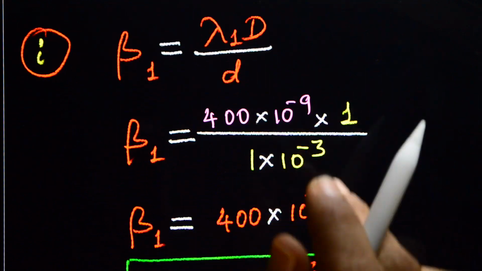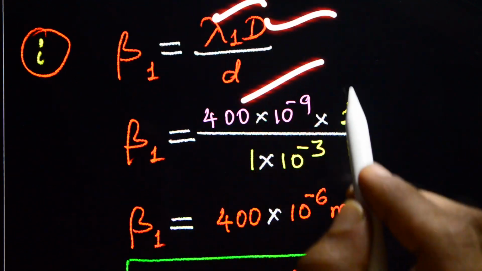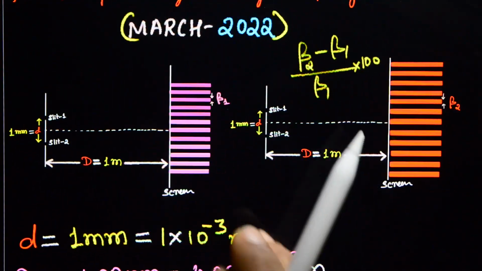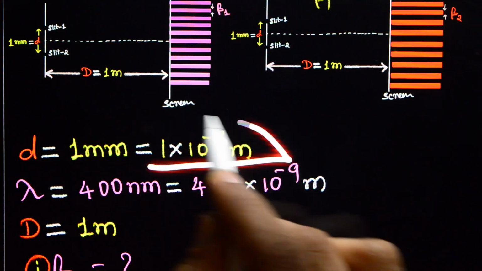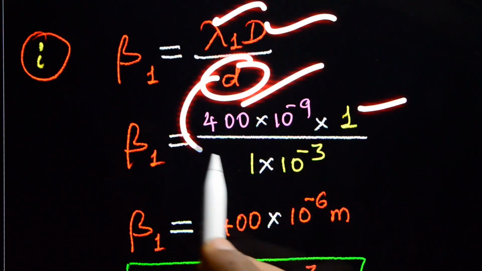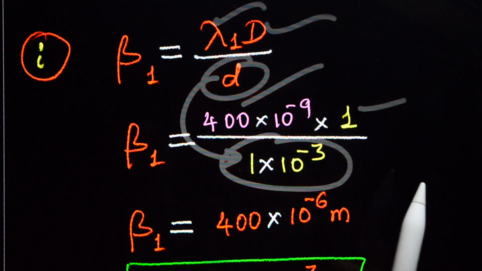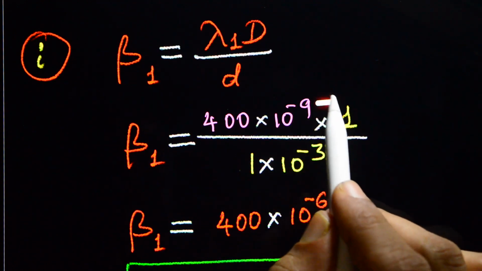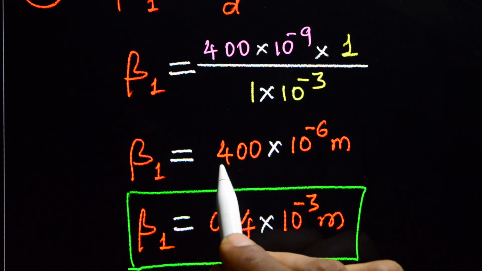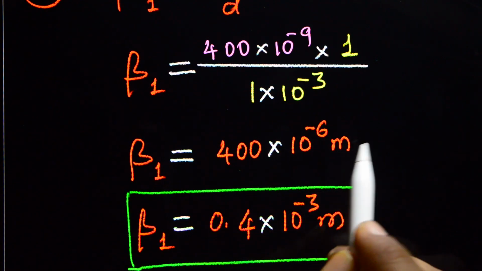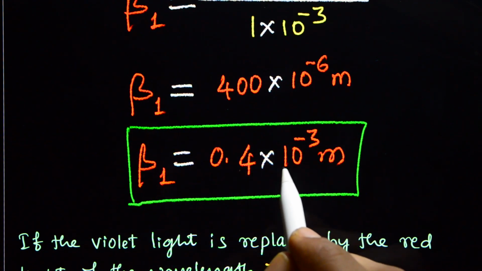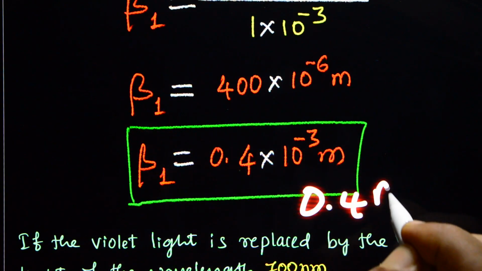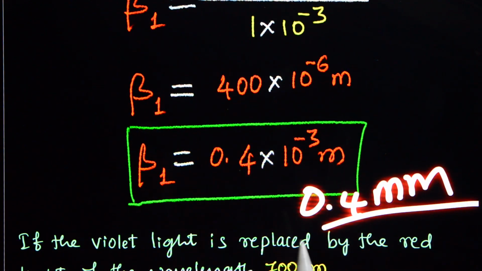Here lambda 1 is 400 nanometer, and capital D is 1 meter. We substitute lambda, capital D, and small d, the separation between the slits, which is 1 mm. 1 mm means 1 into 10 raised to minus 3. Here small d is 1 into 10 raised to minus 3. 10 raised to minus 3 going up becomes 10 raised to plus 3. Minus 9 plus 3 is minus 6. So 400 into 10 raised to minus 6 meter. Or beta 1 is equal to 0.4 into 10 raised to minus 3 meter, or we can say it is 0.4 millimeter. That is beta 1.